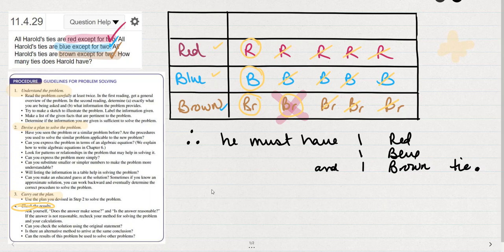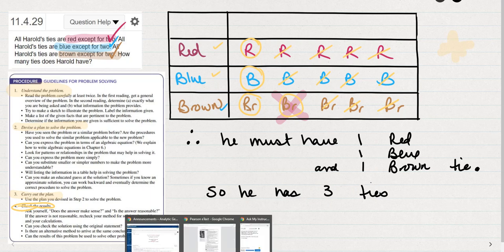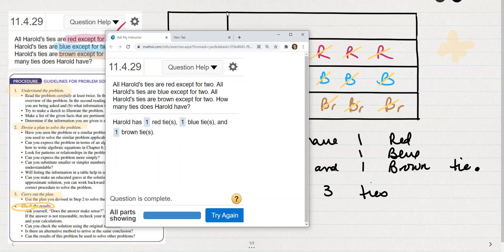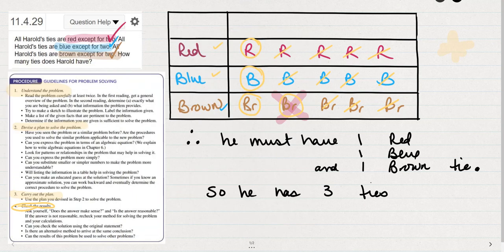How many ties does he have? So he has 3 ties. I think when you go to type this in, it's going to actually ask you to say how many of each one. But I hope that this video was helpful to you, and let me know if you need any further assistance.